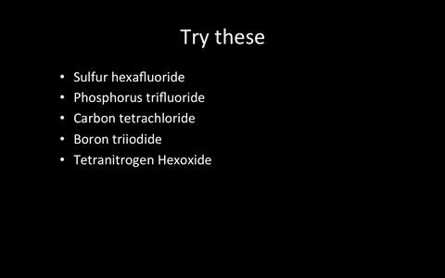All right, welcome back. Here are the answers. Phosphorus trichloride is PF3. We have carbon tetrachloride, tetra is 4, so we have 4 chlorines. Boron triiodide, we have 3 iodines, so there's the iodide. And tetranitrogen hexoxide, so we have 6 oxygens.